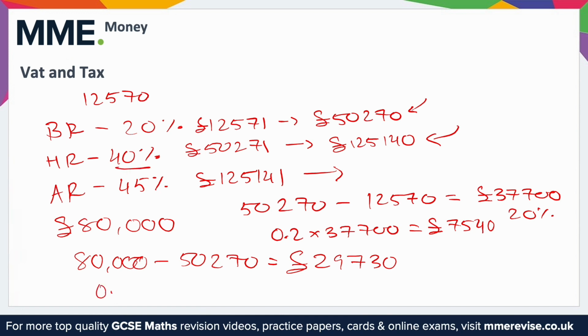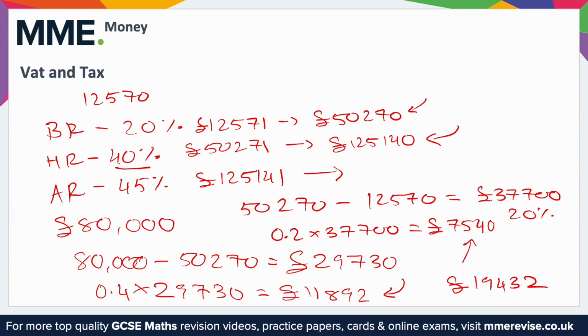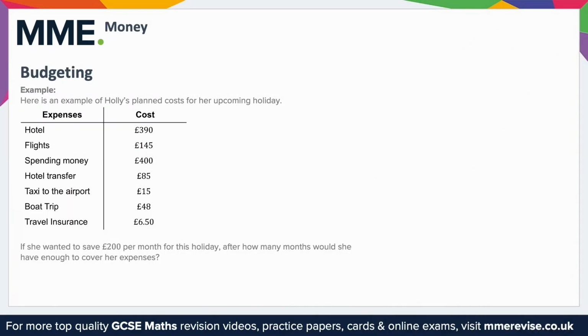So we're going to need to do 0.4 times 29,730, and that will give us 11,892. So this is paid in one band, this is paid in the other. The total tax will just be those two added together. So that's a total of £19,432 in income tax.